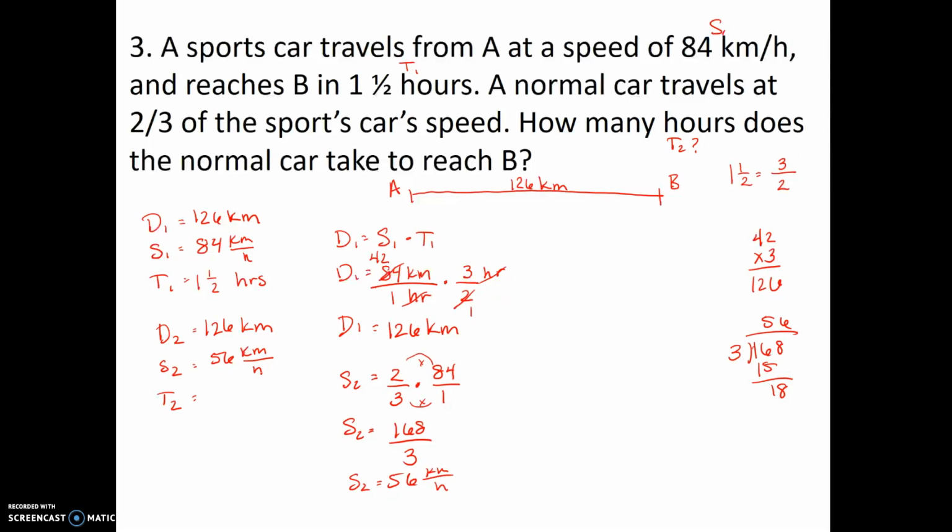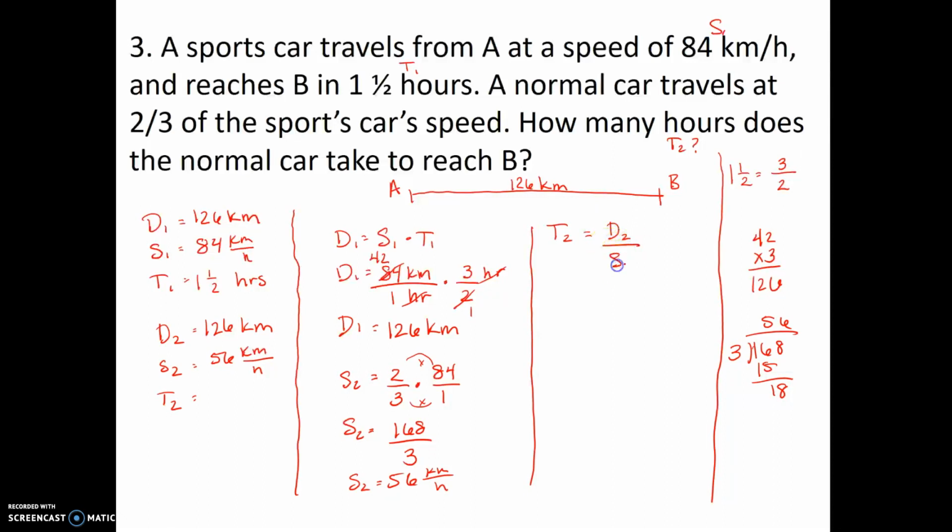Okay, now I think we're all set to find time. I'm going to make my paper just a little bit neater by sectioning this up a little bit, and then let's section off our calculator over here. So my time 2 I can find now because I've got my distance 2 and my speed 2. So time equals distance over speed, distance 2 over speed 2. Time 2 equals 126 kilometers over 56 kilometers per hour.